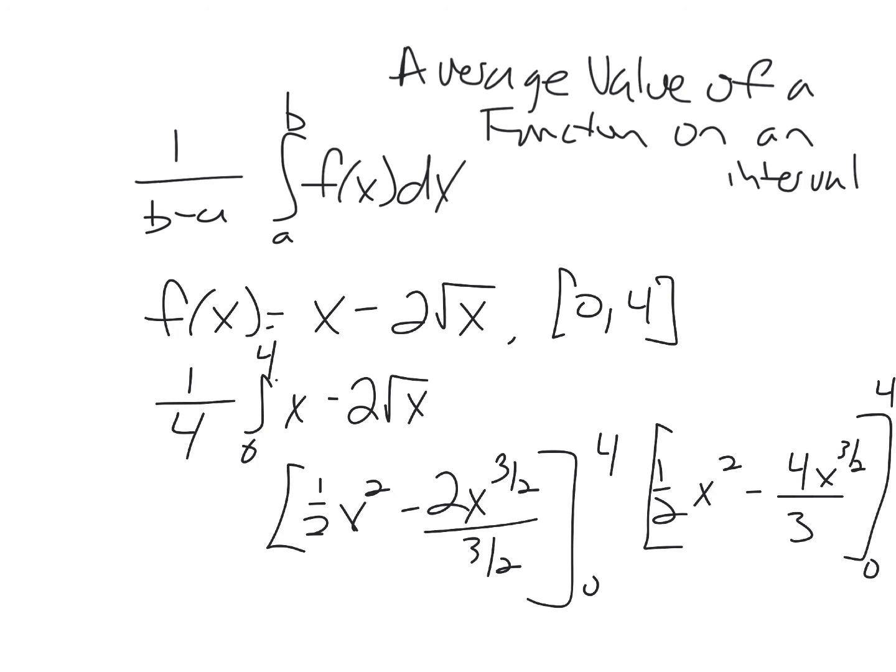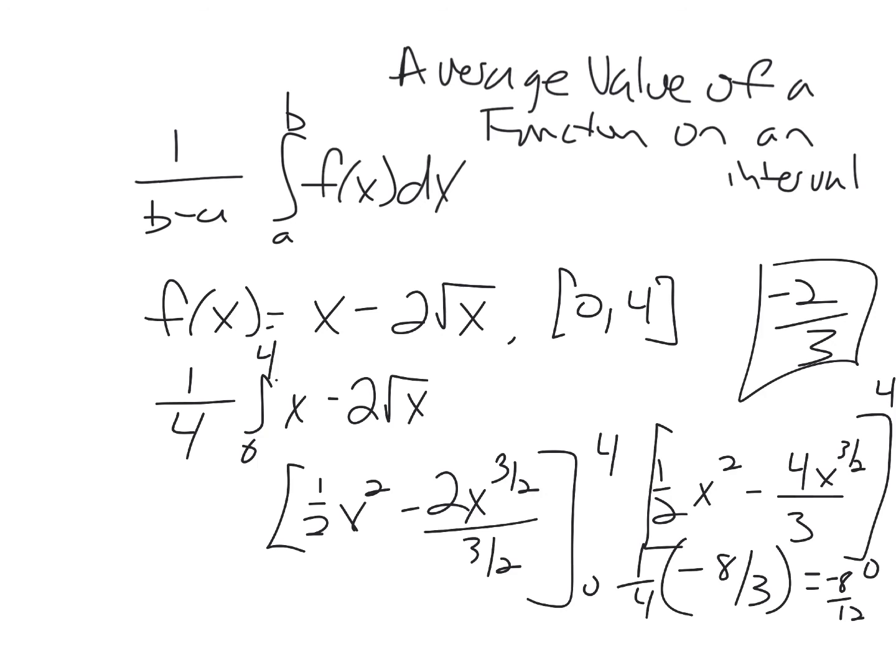But when you put 4 in, you're going to get a negative 8/3. Okay? So it would be negative 8/3 minus 0, which is negative 8 over 3. And remember, we have to multiply that by 1 over 4. So your average value would be negative 8 over 12. And that reduces down to what? Negative 2/3. So the average function, as we said, is negative 2 over 3.